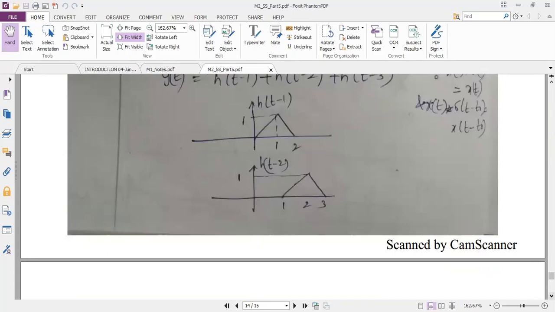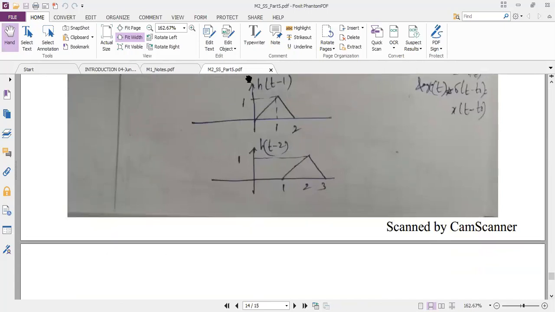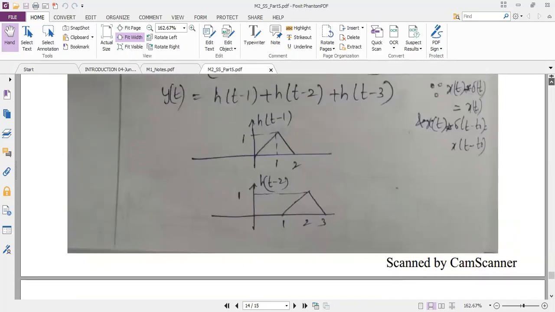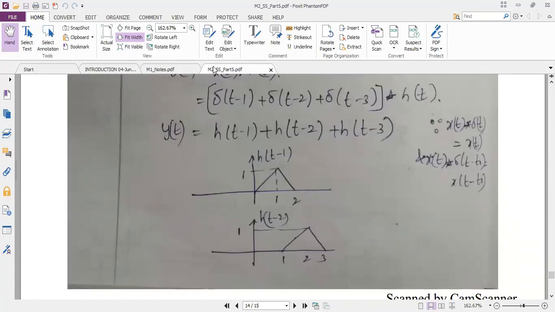But they may ask this question for 4 to 5 marks. So I should find separately what is h of t minus 1, what is h of t minus 2, what is h of t minus 3, and I have to add everything such that I will get the complete waveform for y of t. And I know my h of t in the question they have given like this.